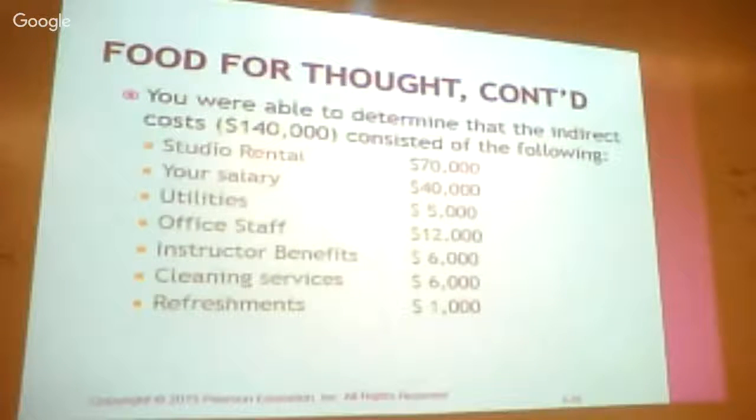Then, on a more detailed analysis, we would look at studio rental, 70,000, your salary of 40,000, utilities of 55,000, office staff of 12, instructor benefits, cleaning services, refreshments. For each one of these, we would determine what the cost driver is, and then break it down even more. So this is the big picture, the 11.75. But could we go even further? Could we drive this down? Maybe $10 could be reasonable for this particular class.